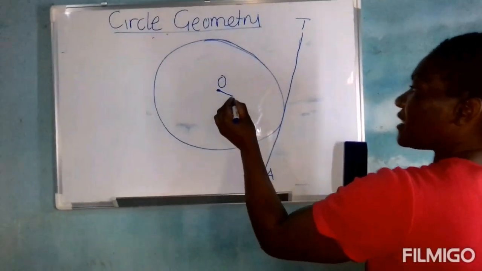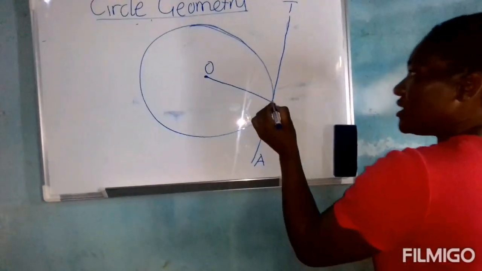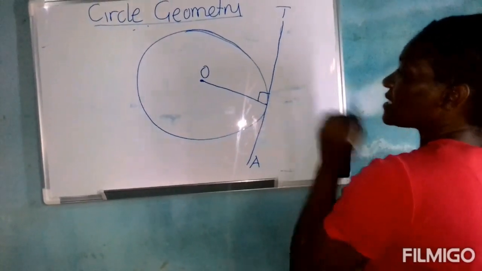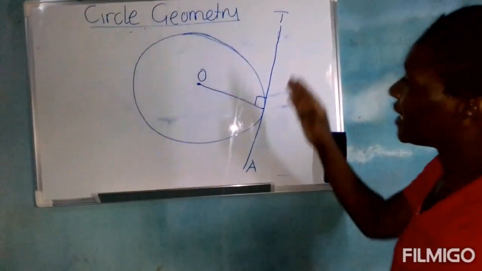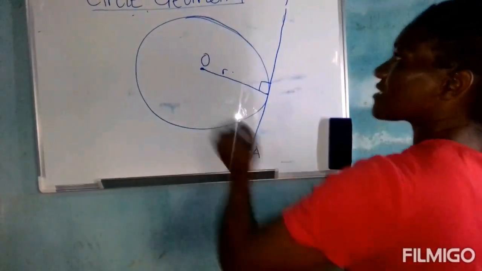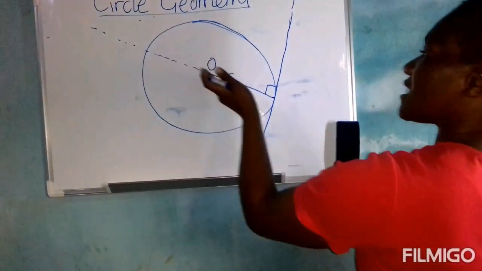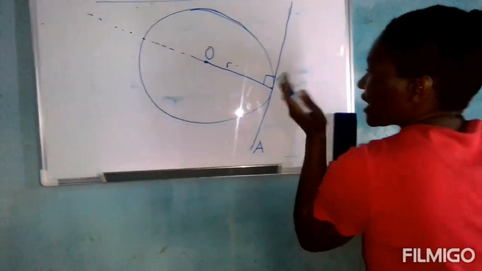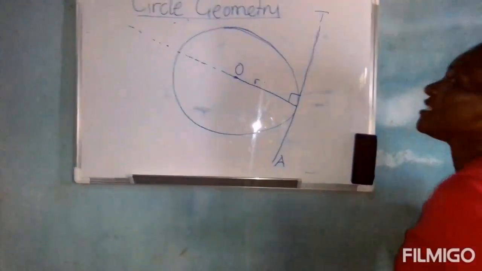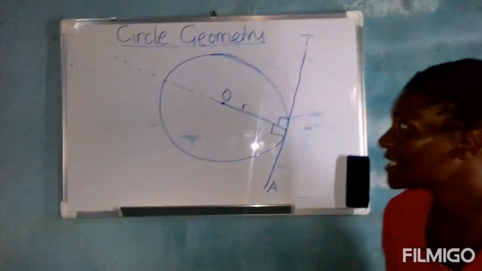the point where the tangent touches the circumference, to this point, the angle formed there is 90 degrees. Any line that passes through the center, either it's a radius or the diameter, or it's just passing through that center to the point of contact of the circumference in the tangent, the angle formed there is 90 degrees. So this angle is 90 degrees.